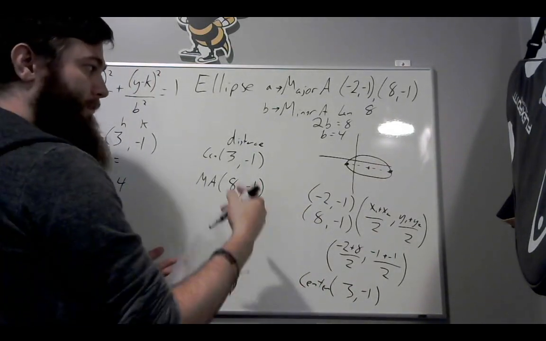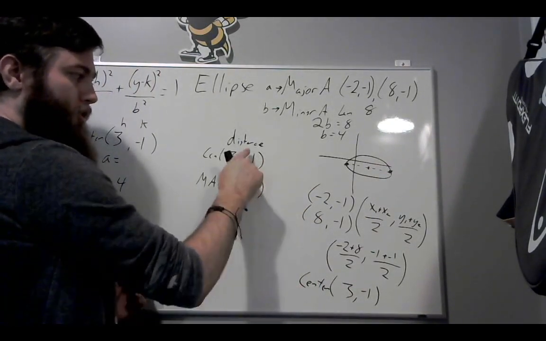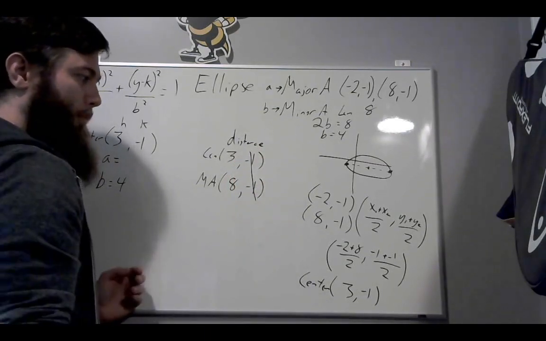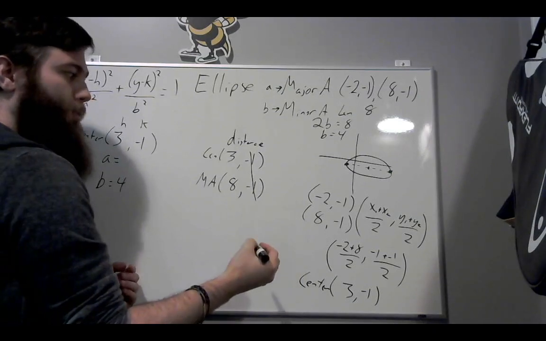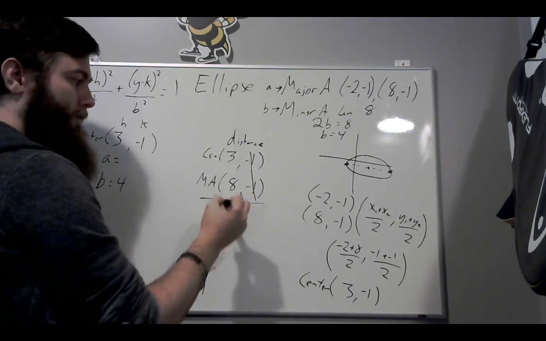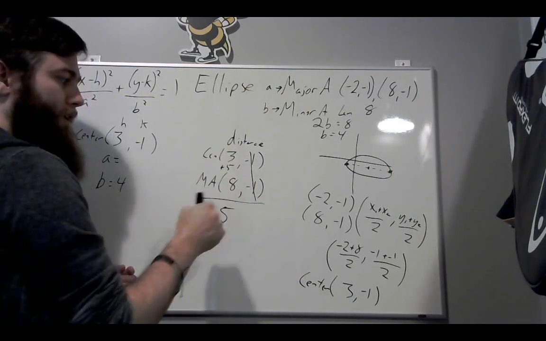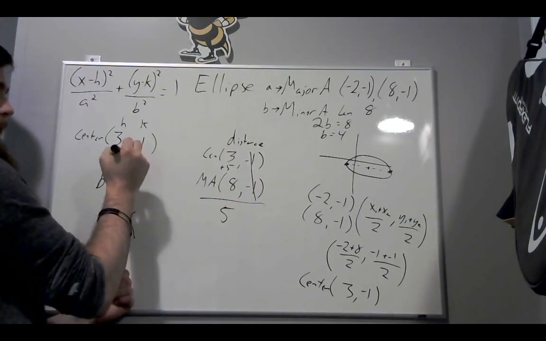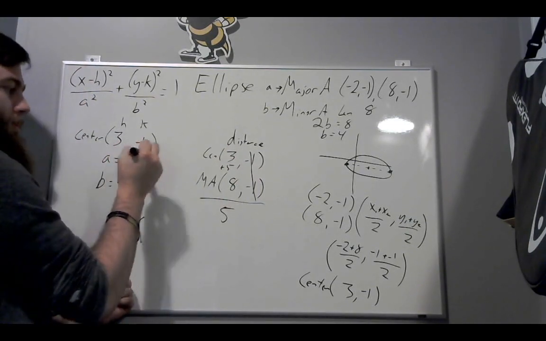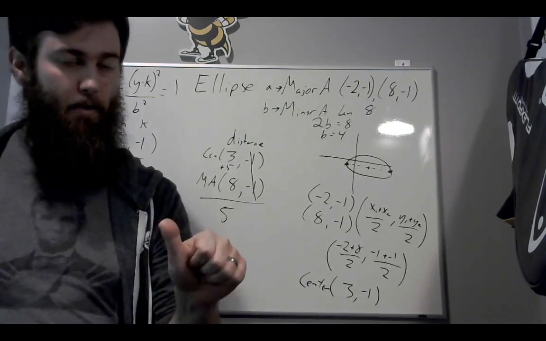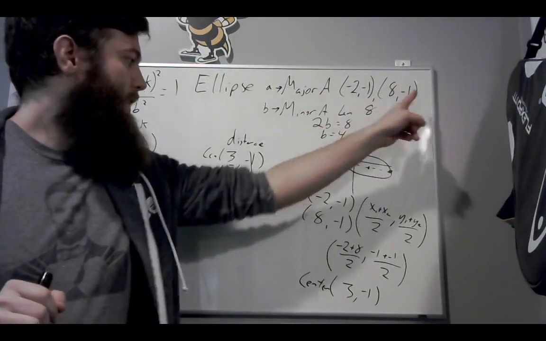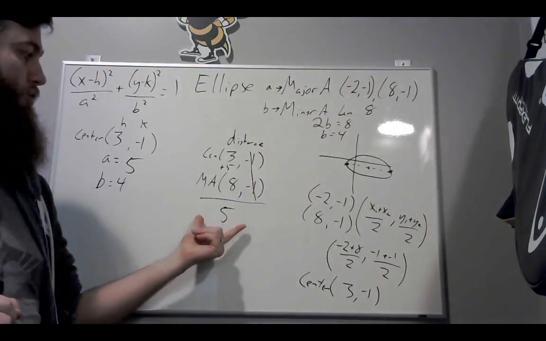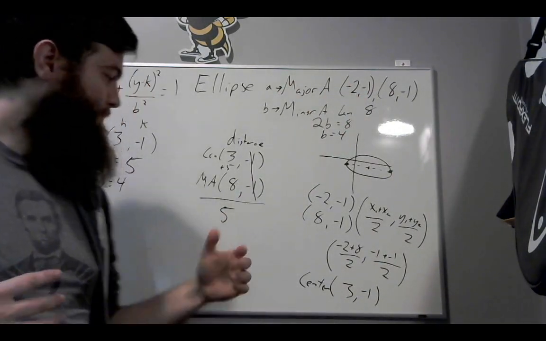So again, because I'm finding the distance, these two are the same, so they don't matter. I just need to know the distance between 3 and 8. And the distance between 3 and 8 is 5. I had to add 5 to go from 3 to 8. So that means my a value is going to be 5. So a is the distance from the center to the major axis endpoint. It didn't matter which one you used. You should have found that the distance was 5.